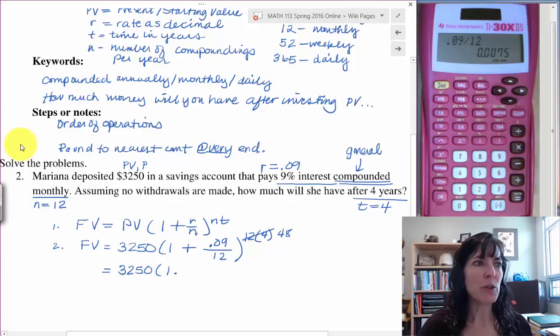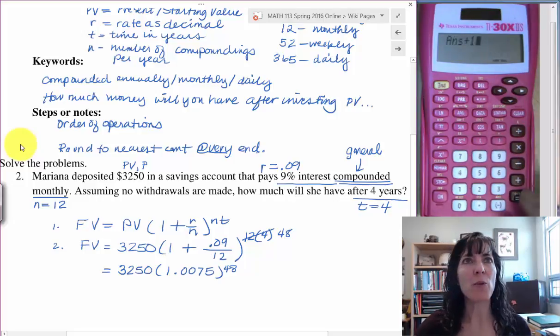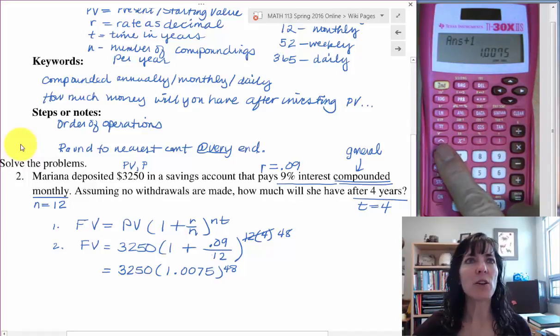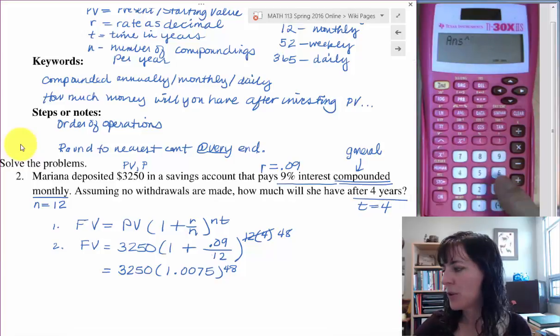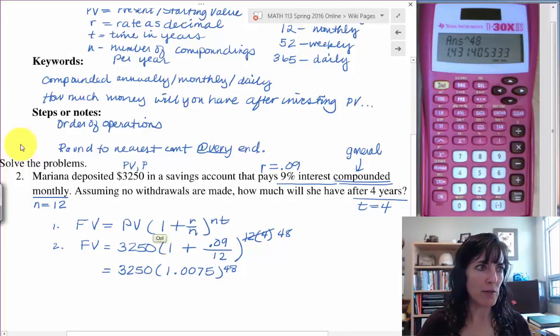And if I add 1 to it, it'll be 1.0075, right? So I can write an intermediate step, make sure I add the 1 on my calculator, 1.0075, and then my to-the-power button on this calculator is right there, to the 48th power, and enter. And now I have a lot of decimals. I do not want to lose them.